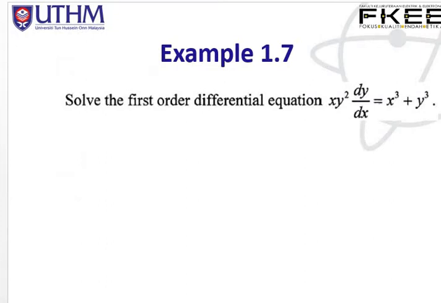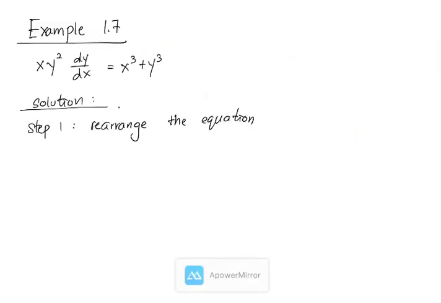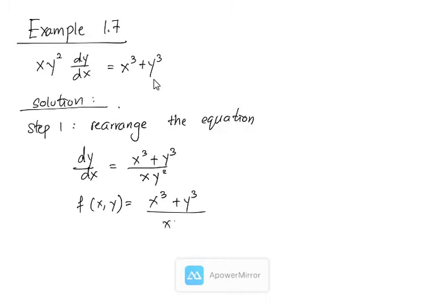Solve the first order differential equation x y squared dy over dx equal to x power 3 plus y power 3. In order to solve this equation, we rearrange the equation in the form of dy over dx equal to x power 3 plus y power 3 divided by x y squared. So this is the question. We rearrange into dy over dx, so we move this one to the right hand side, and f(x,y) is equal to x power 3 plus y power 3 divided by x y squared.